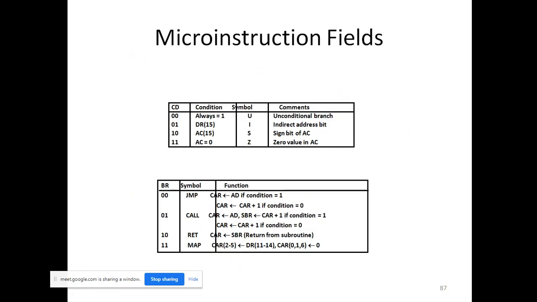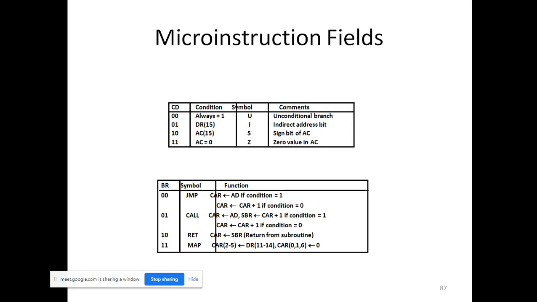Next one is CD, the conditional field. This is used for the condition of the status bits. I already explained in the address sequencer: the address sequencer has some status bits, so those status bits are conditions.